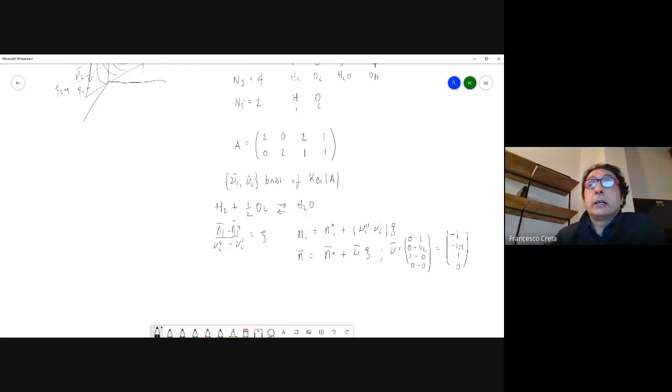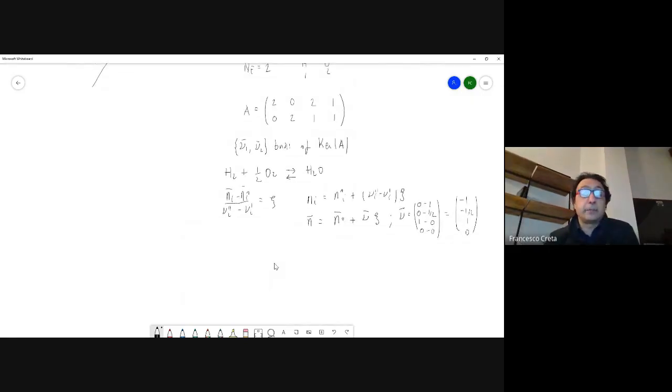Now, this is one of the vectors which compose the basis of the kernel of A. We can prove quite easily by just verifying that A applied to Ni is equal to 0. Is it? All you have to do is take A, 0, 2, 1, 1, and multiply it by this vector here, -1, -0.5, 1, 0. And, well, I hope you can see it, but this is pretty much the 0, 0 vector. And so we have proved that Ni belongs to the kernel of A.